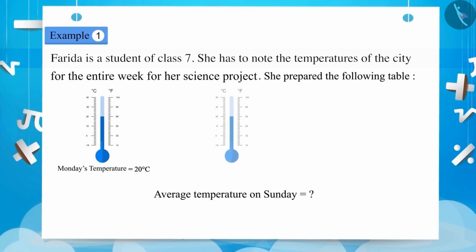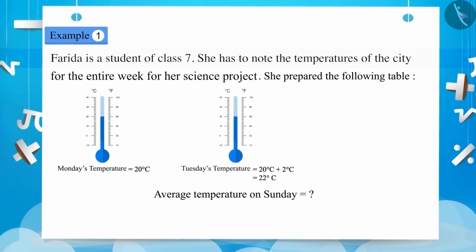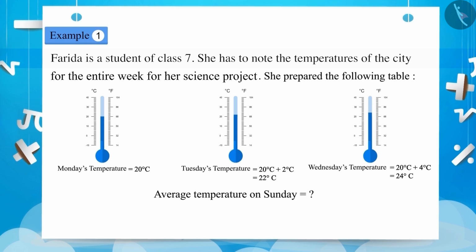Temperature on Monday is 20 degrees Celsius. On Tuesday, it is 20 degrees Celsius plus 2 degrees Celsius, which is 22 degrees Celsius. On Wednesday, it is 20 degrees Celsius plus 4 degrees Celsius, which is 24 degrees Celsius. As we have seen, the temperature can be more than 20 degrees Celsius. In this situation, we cannot express it by any number. Instead, we can use English letters in the place of numbers such as a, b, c, v, x, etc.